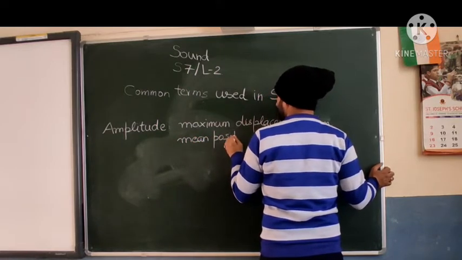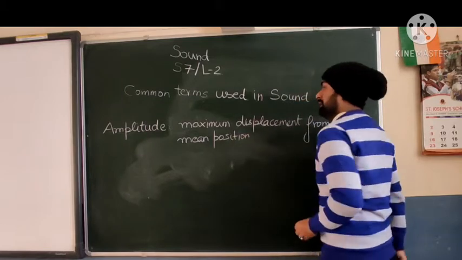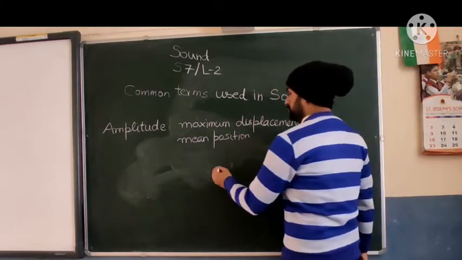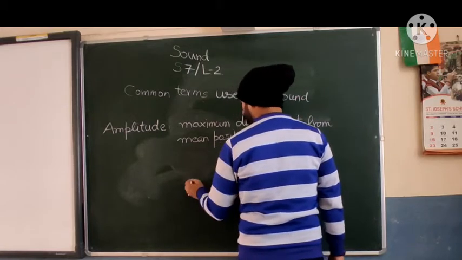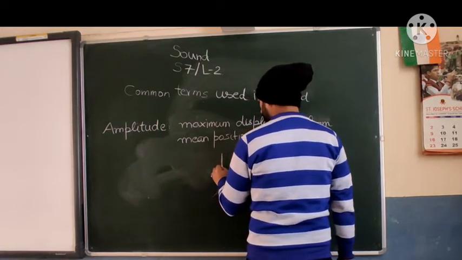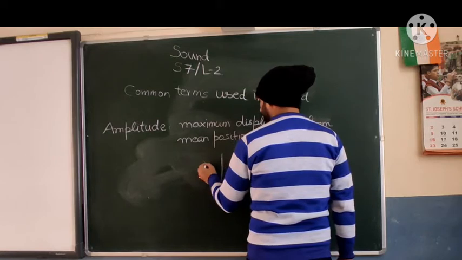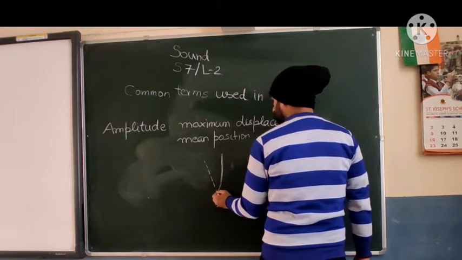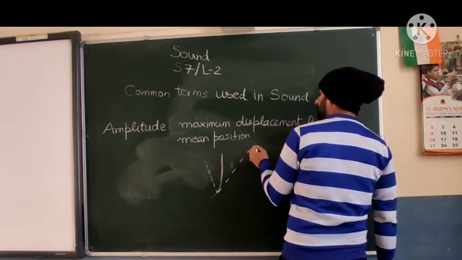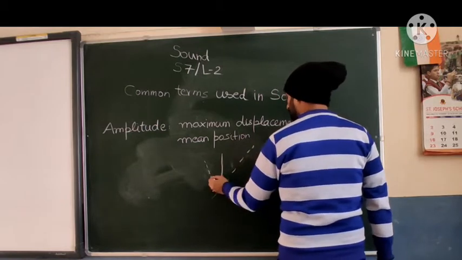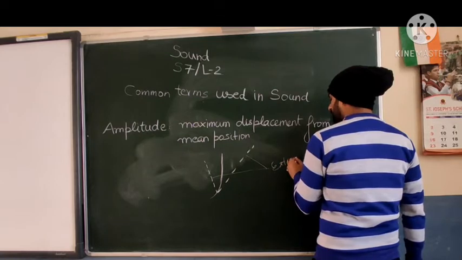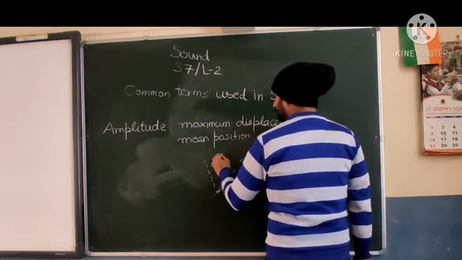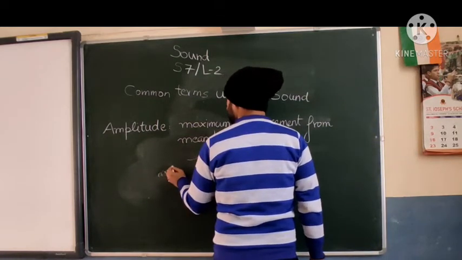Mean position is called the amplitude. Suppose I'm drawing a very big figure for the tuning fork, one of the arms, and if these two are the extreme positions, this and this are your extremes or extreme positions. This is your mean position.